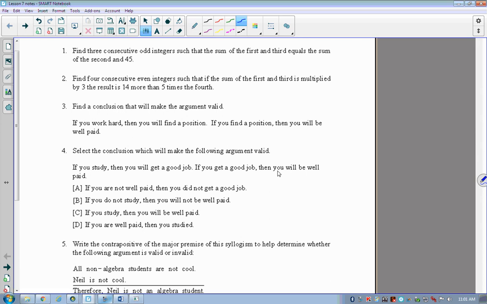Okay, we're also going to be talking about the inductive and deductive reasoning. Some of these questions, they're definitely not my favorite because some of them are more like trial and error than anything else. For instance, this first question: find 3 consecutive odd integers such that the sum of the first and the third equals the sum of the second and 45. So essentially what you have, and I don't have a good set of notes on this, so let me make sense. All right, so we have odd integers. Okay, 3 consecutive odd integers.